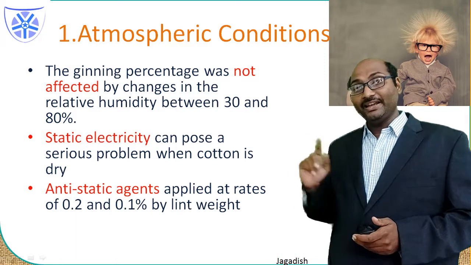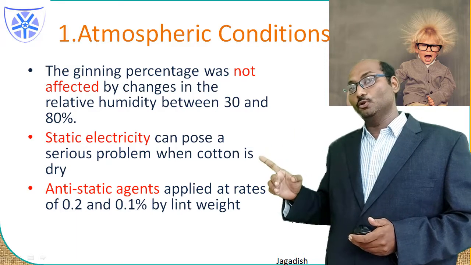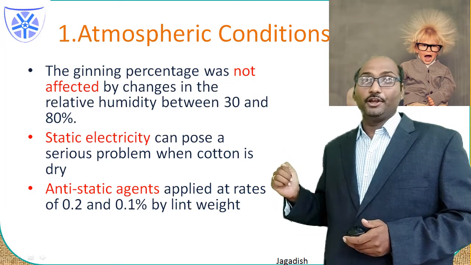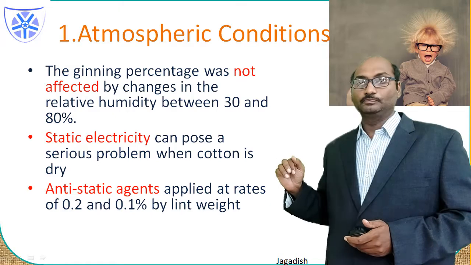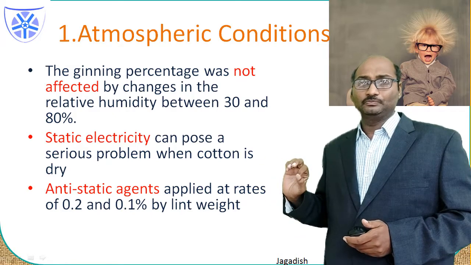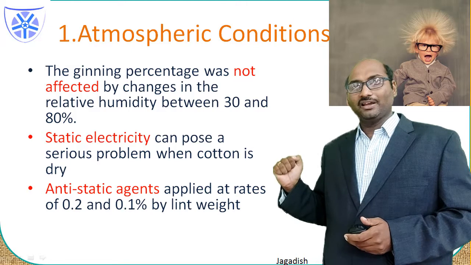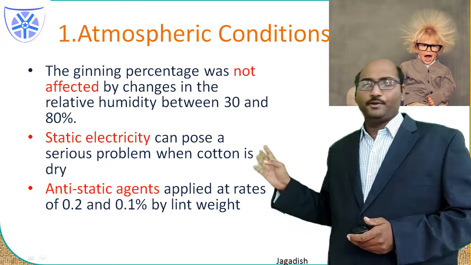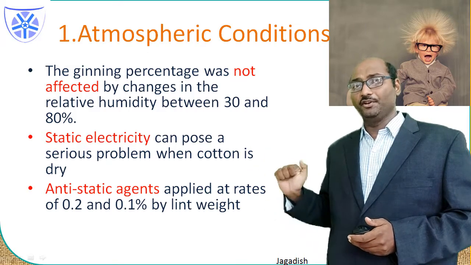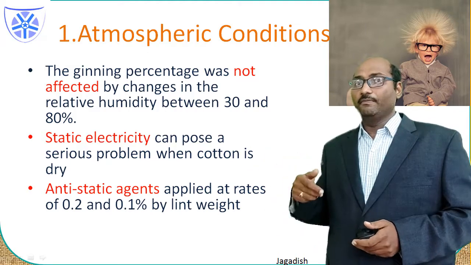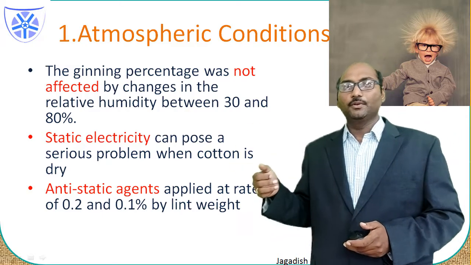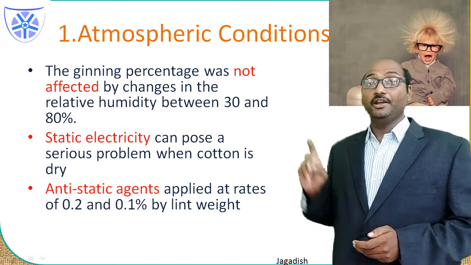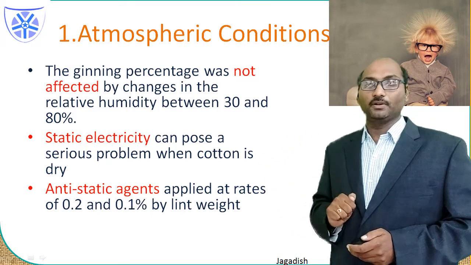But the static electricity which is produced due to low moisture content or very high relative humidity causes a serious problem when the cotton is super dry. So certain anti-static agents, at 0.1 to 0.2% by weight of the lint, are sprayed just before the kapas enters the ginning process. This is one precaution we can take, as static electricity seriously affects ginning performance.